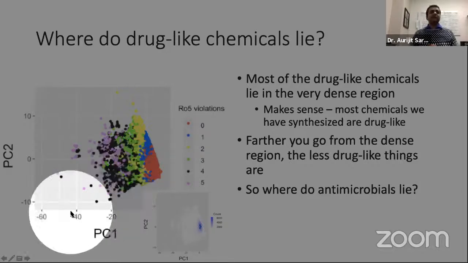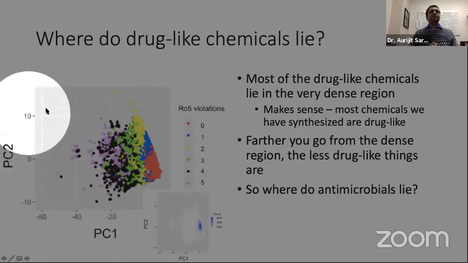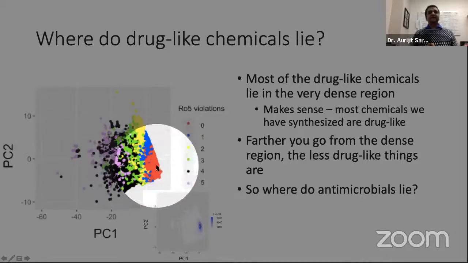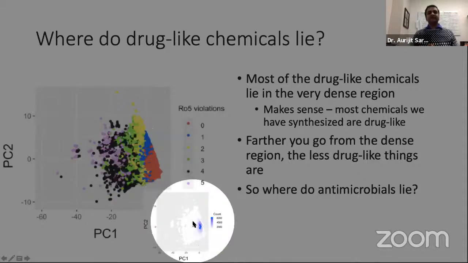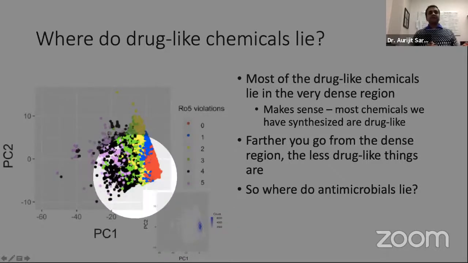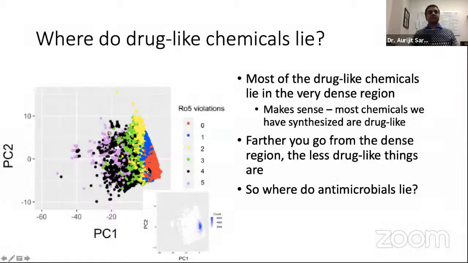Again, it's principal component 1 versus principal component 2. And what you find is that this region over here, which was the most dense region there was, and you can see it right there, the purple spot right there, correct? That inset diagram right there is right here. And you see between 0 and 2 violations of the rules of 5. So the more a chemical looks like a pill, a tablet that you can consume, the more likely that it is going to be present over there.